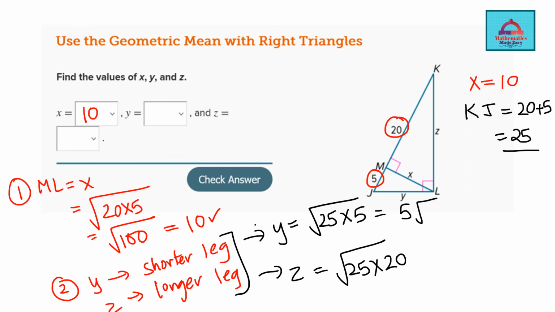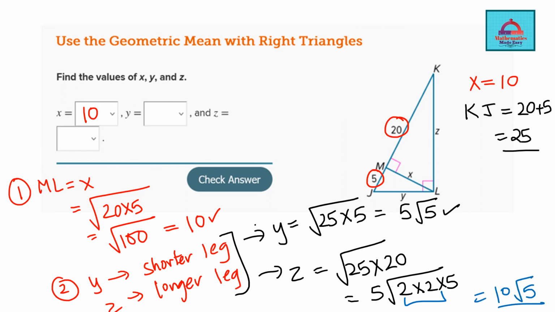This is going to be 5 square root 5, because 25 is a perfect square, it will come out. And here again 25 is a perfect square, it will come out, and you're left with 5 times square root of 20. So 20 can be written as 2 multiplied with 2 multiplied with 5. And here you can take this 2 out. So 10 square root of 5. So now you can put in the values. This is 5 square root of 5 and this is 10 square root of 5.